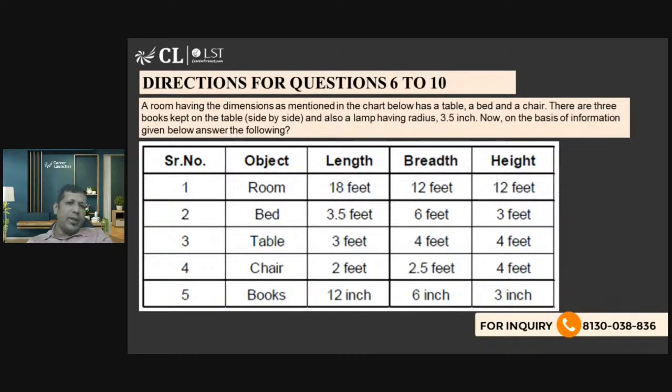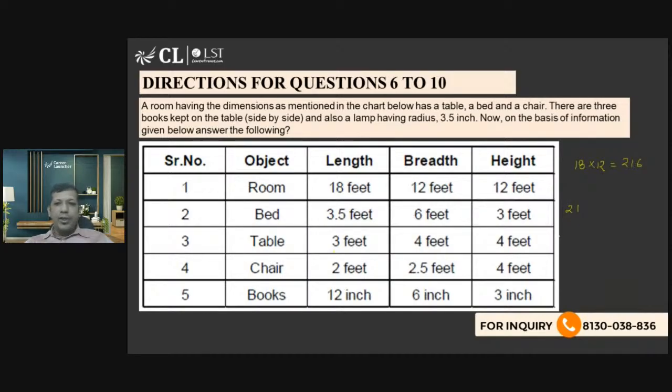What is the total area we got? That is going to be 18 into 12, that is equal to 216. Bed is going to cover 3.5 into 6, that is going to be 21. So bed is going to cover the area of 21.